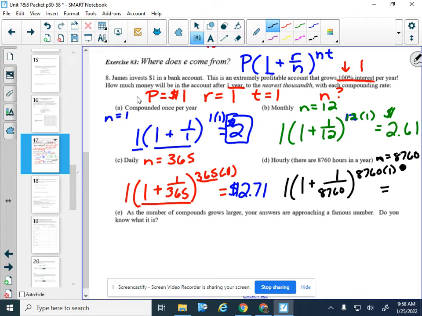And this one, we'll see, barely makes a difference. Even though I've compounded thousands more times, I get $2.72. So really, when we went from just one compound to 12 compounds, that had a bigger difference than going from 12 compounds to 8,760. That's because as the number of compounds grows larger, our money doesn't keep growing forever. It's not like all of a sudden I'm going to have $100 if I just compound more frequently.